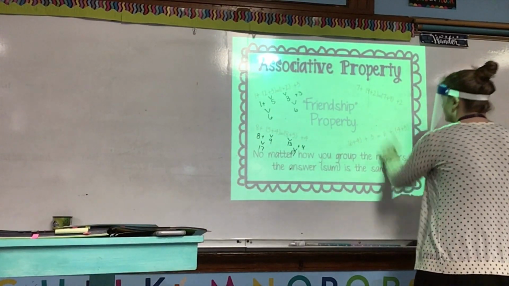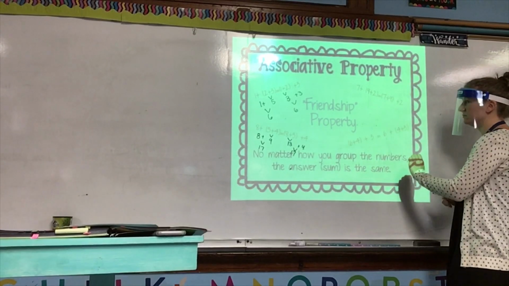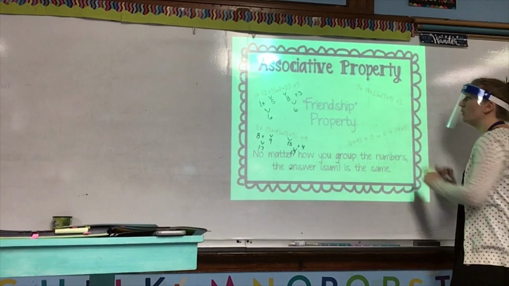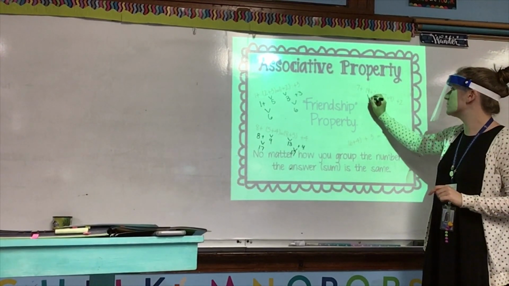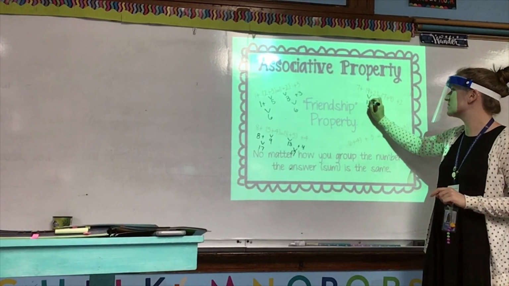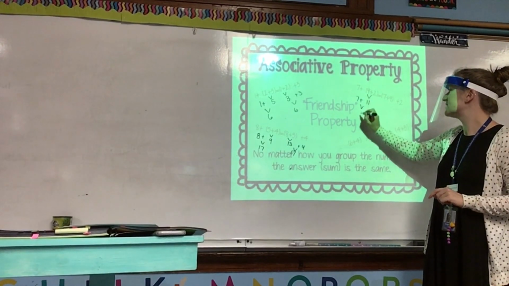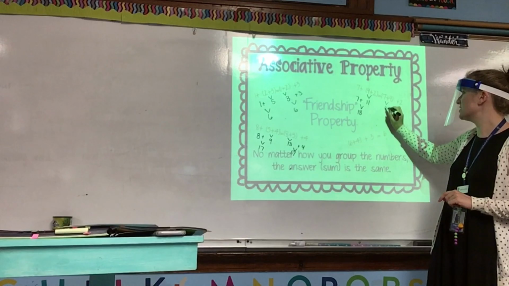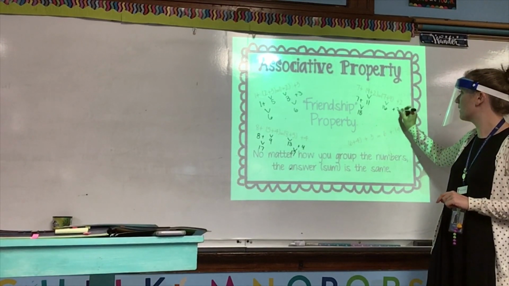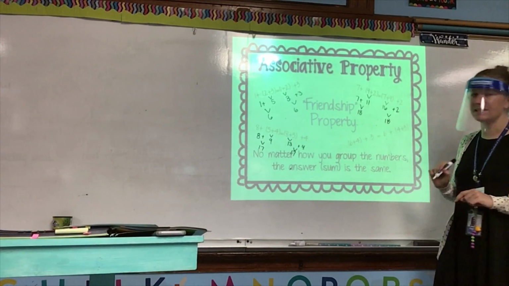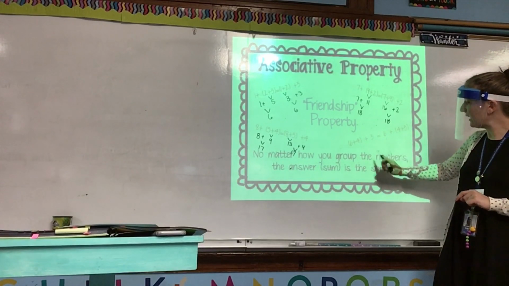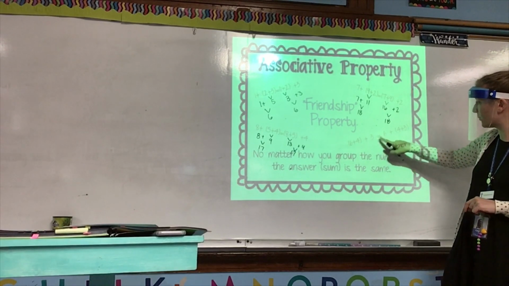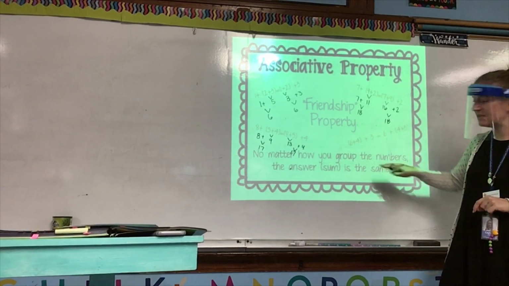Over here, we have 7 plus 9 plus 2. On both sides, we have 7, 9, and 2. In the first equation, we grouped 9 plus 2. 9 plus 2 is 11. 7 plus 11 is 18. In the second equation, 7 plus 9 is 16. Plus 2 is 18.